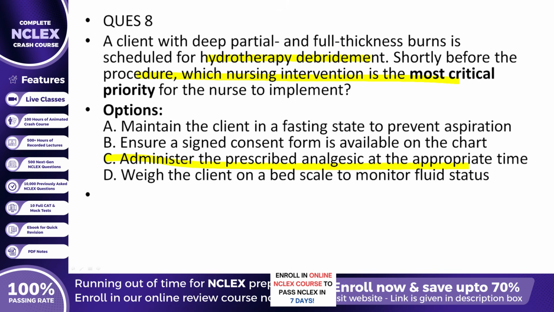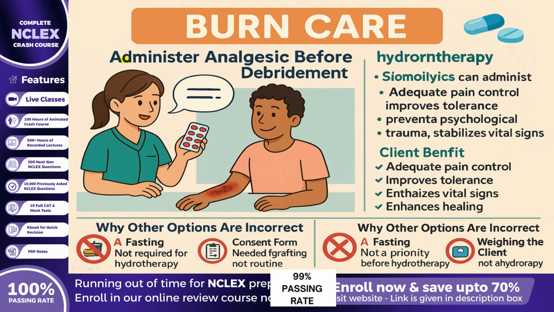Now, let us carefully reason this out. Hydrotherapy debridement is a painful procedure where necrotic tissue and debris are mechanically removed, often with whirlpool immersion or shower techniques. Because nerve endings are exposed in burn tissue, clients experience extreme discomfort, and failing to provide adequate pain relief can lead to sympathetic overdrive with tachycardia, hypertension, and metabolic stress, which may further destabilize an already vulnerable burn client.